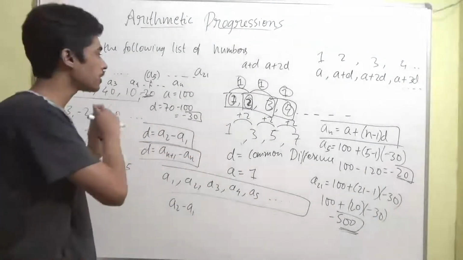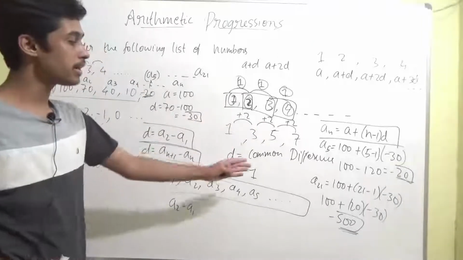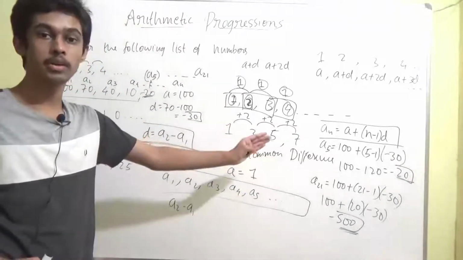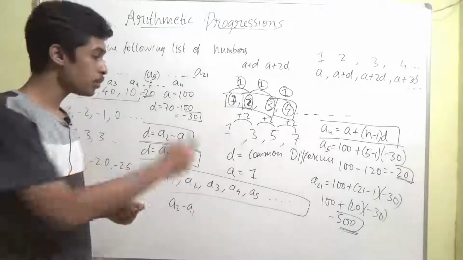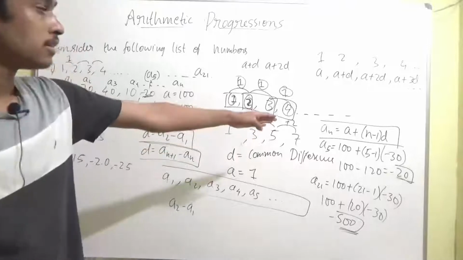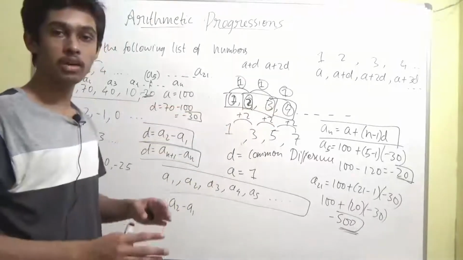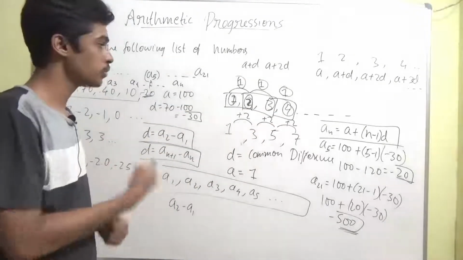There was no need to write the entire series. By just plugging the values into that equation, we could get the value of the 21st term in the series. That's the importance of that equation, guys. That formula, an is equal to a plus n minus 1 into d.